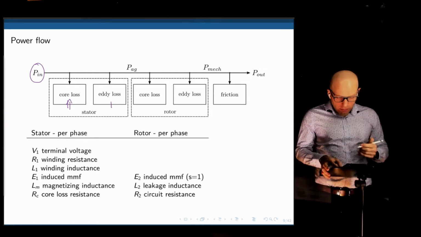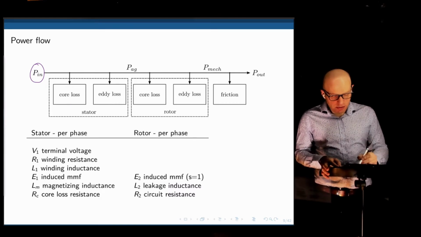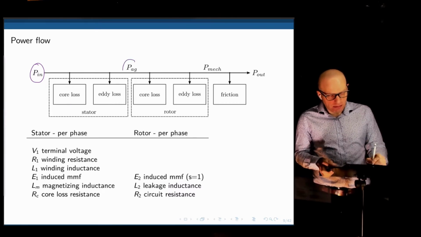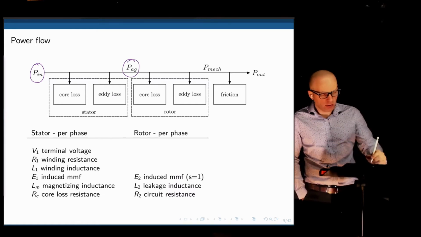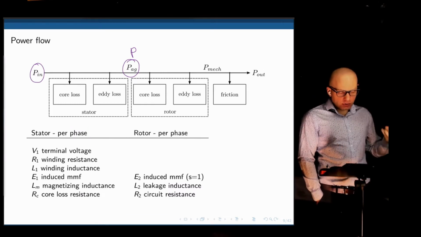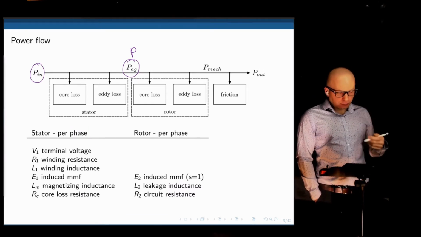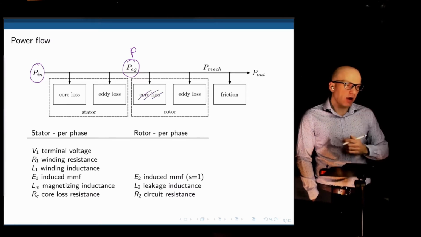So from the total power that we put in, some is dissipated in the stator and some then makes it to the air gap. And we're going to call that the power in the air gap. We're just going to call that P. From that power that goes in the air gap, some of that power is dissipated in the rotor in the same way that you have that in the stator.